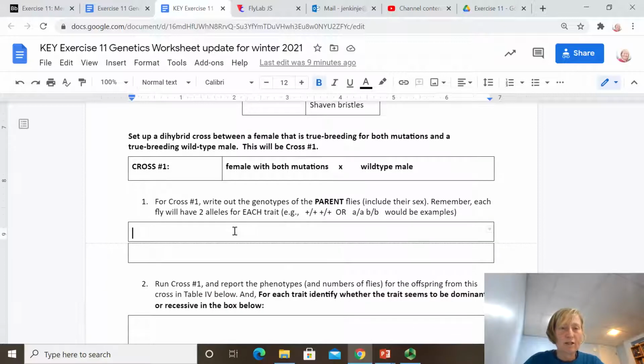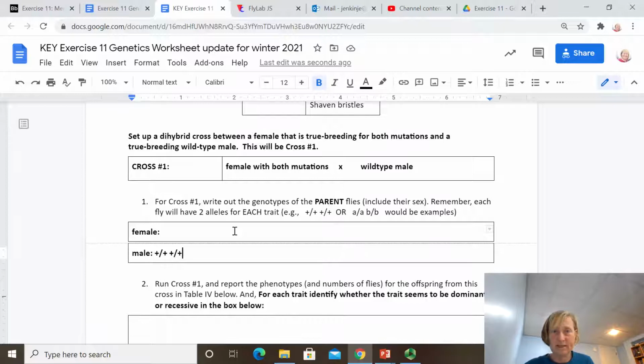And so what are the genotypes of my parents? Well, I don't know if these traits are dominant or recessive. So I'm going to think about this for a minute. I'm going to write down the female. The male is super easy. The male is wild type for both body color and for bristle shape. So he's going to be plus, wild type for the eye color and wild type for the bristle shape.